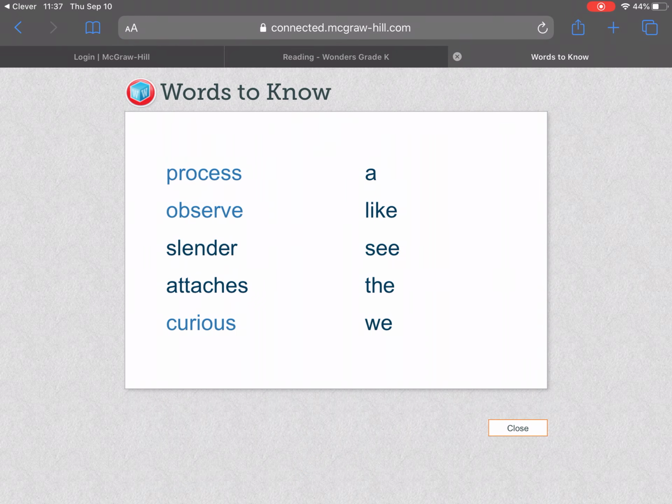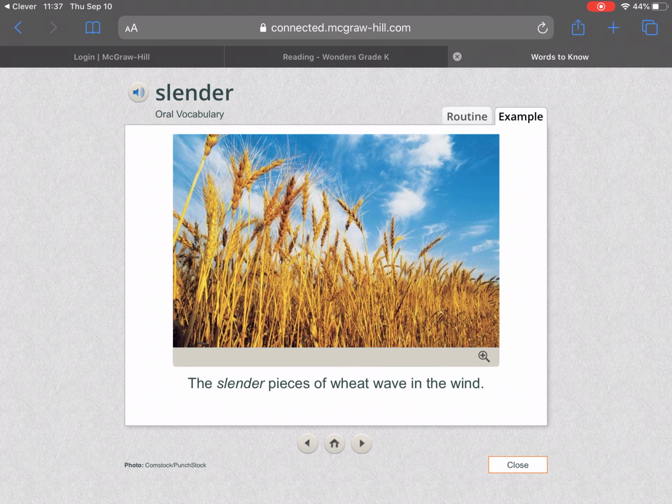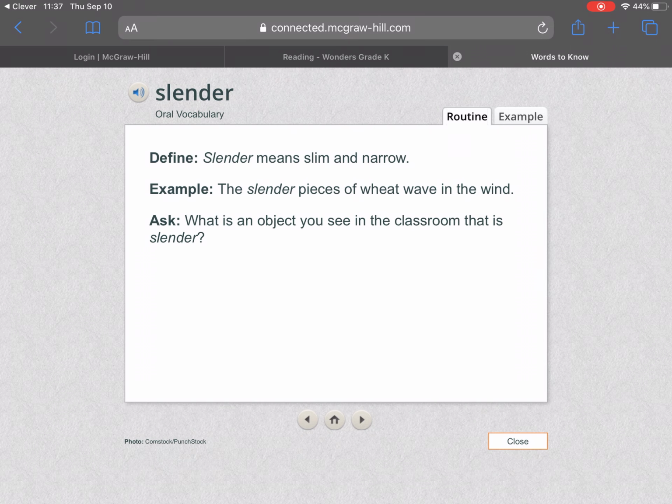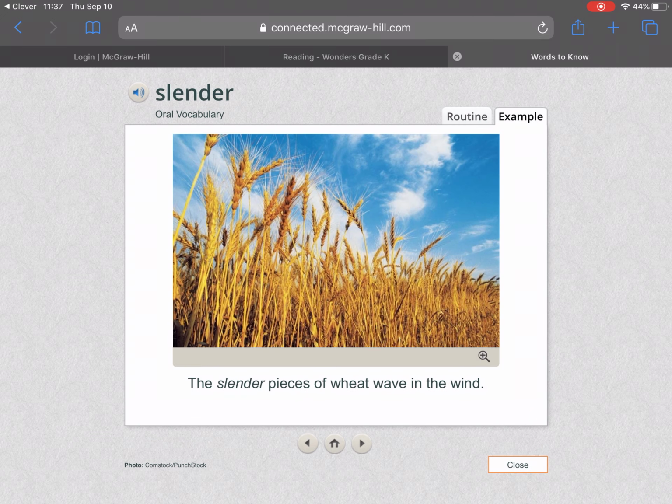The next word is slender. Can you say slender? Slender means slim and narrow. So, for instance, if you look at the picture, it says the slender pieces of wheat wave in the wind. So is that wheat really big and fat? No, each piece is really slender. That means it's kind of thin.